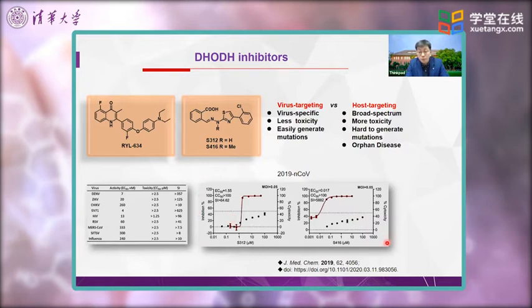In this table, we can see the compound S416 is very effective against the coronavirus. It has an EC50 value around 17 nanomolar. It's the most effective compound so far as I know. So I'm pretty much anticipating this compound in the near future.